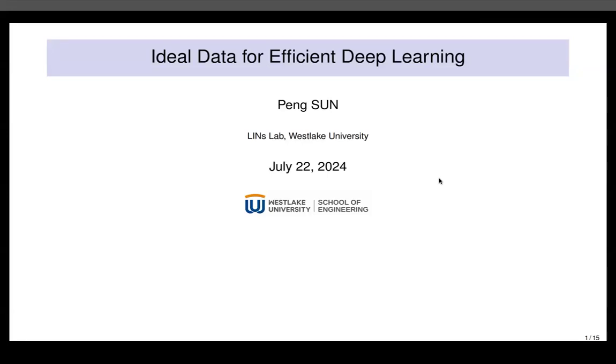So now we will get started. Today I'm going to introduce my recent research, in which we propose the ideal data for efficient deep learning. My name is Peng, and I'm from the Westlake University lab. I'm happy to share my research here today.